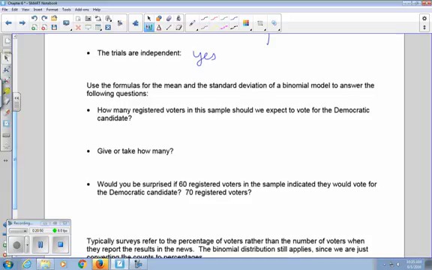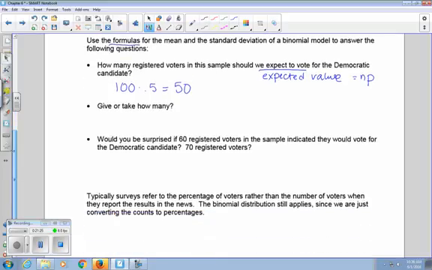Use the formulas for the mean and standard deviation of a binomial model. And so we can calculate that. How many registered voters in this sample should we expect to vote Democratic? This is asking us about expected value. How many do we expect? That is going to be our n times p. So in our case, that's 100 times 0.5. So we're expecting to see 50 voters vote Democratic.